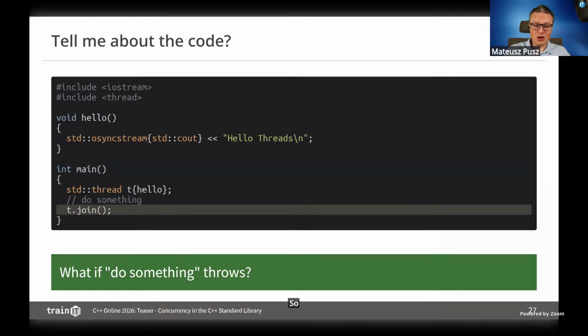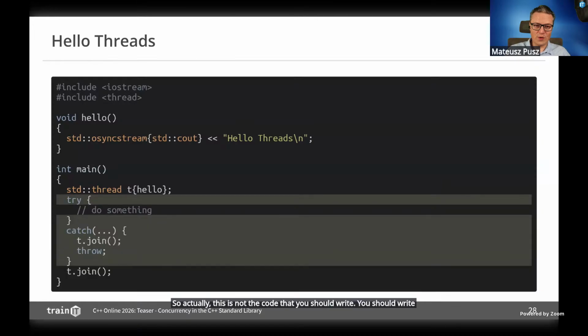So actually, this is not the code that you should write. You should always write the code like that when dealing with C++11 threads, right? Because even if do something today does not throw, it doesn't mean it will not throw tomorrow or the day after or in a month, right? You should always assume that every single line of your code may throw an exception, and this is good. You just should write code in such a way that it is aware of possible early returns, because an exception, if you think about it, is just yet another early return from your function, right? So this is how you should always write your code, which is cumbersome, right?